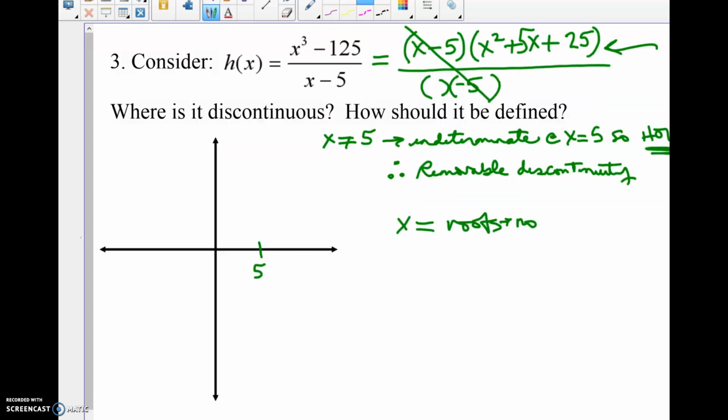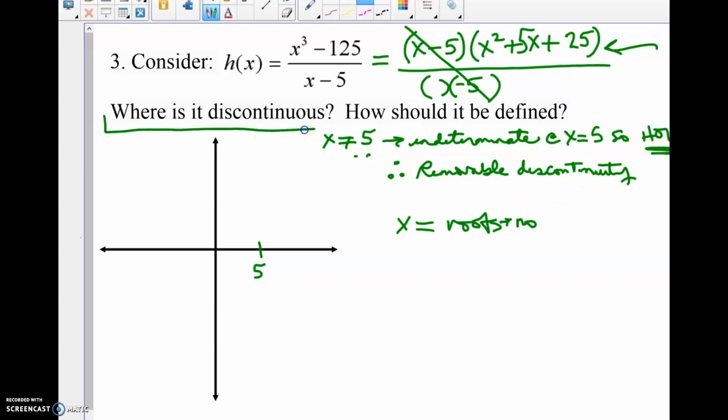Okay, number 3, consider this function h. If I factor it using the difference of cubes, x minus 5 times x squared plus 5x plus 25, this is the SOAP principle, same sign, opposite sign, always positive, and over x minus 5, we see that cancels out. That's a removable discontinuity, right? There's going to be a hole here because x can never be equal to 5. That's what it's written here. Sorry, this is indeterminate at x equals 5, so there's going to be a hole, removable.